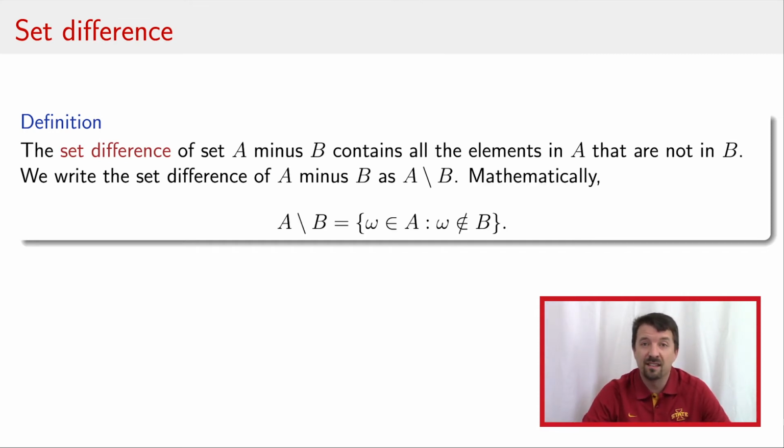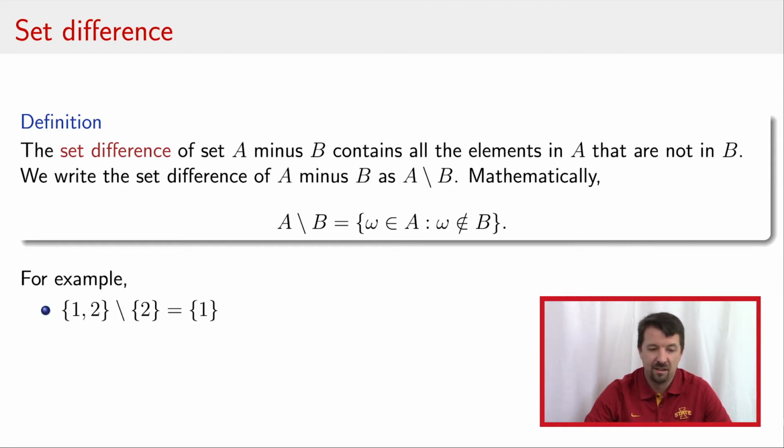Okay, mathematically, we could write the set difference, A minus B, as the set that has all the elements in A, but that are not elements of B. All right, given our examples, here's one example. We start with the set {1, 2}. We take the set difference, subtracting off the set that just includes the number 2. And we just get a resulting set that has the number 1.